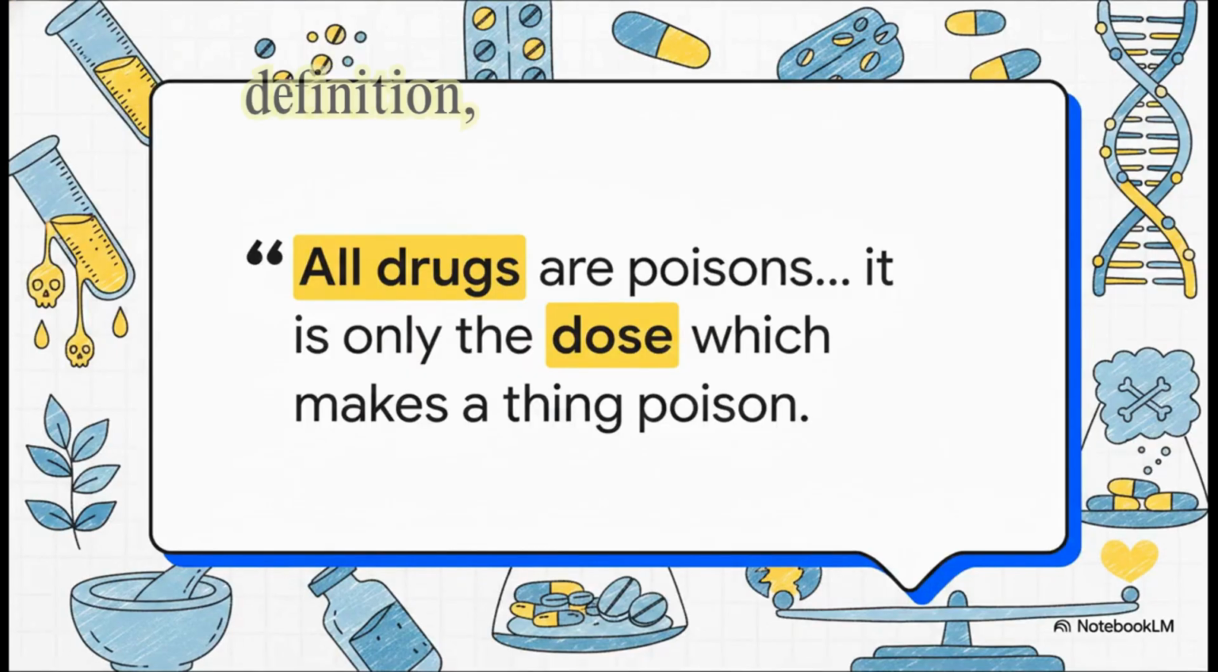And building on that definition, we get to this brilliantly classic high-yield viva concept. Back in the 16th century, the Swiss physician Paracelsus said, "All drugs are poisons. It is only the dose which makes a thing poison." This is absolutely crucial to understand. Even the most lethal toxins can serve as critical pharmacological tools in the right context. And conversely, everyday, completely normal medications can be fatal if the dose is wrong.